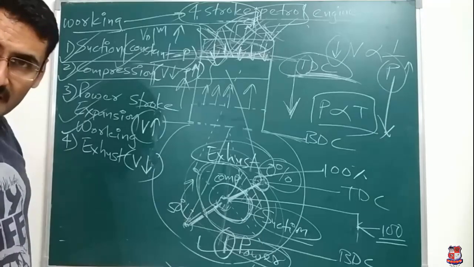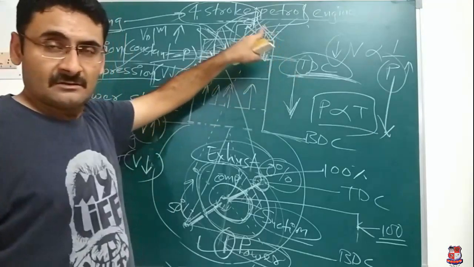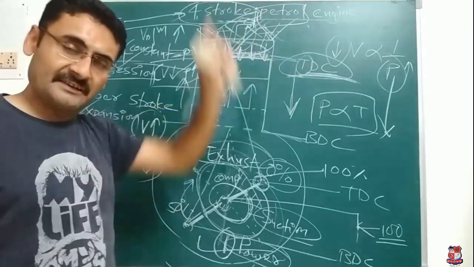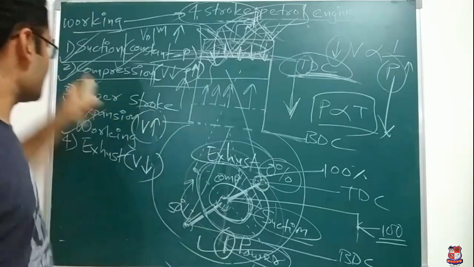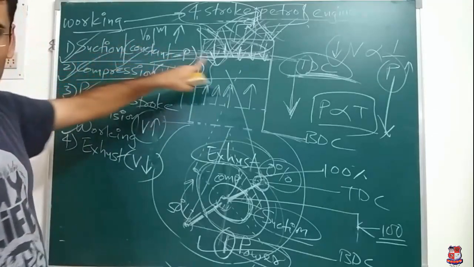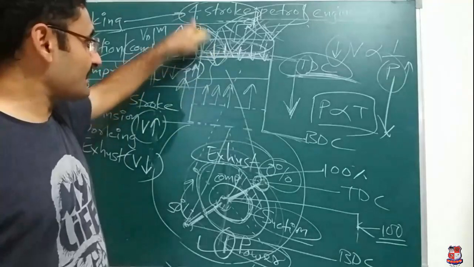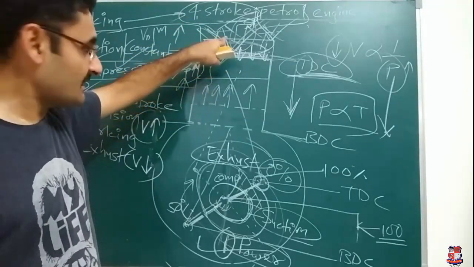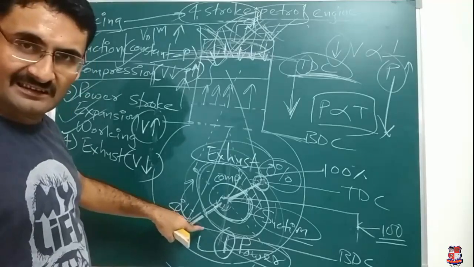So, clear about this working principle? Simply remember that in total 4 strokes are there if your engine is 4 stroke. In the 4 stroke engine, the first stroke is the suction stroke. In the suction stroke, when the piston travels from TDC to BDC, the inlet valve is open, pure air and fuel mixture will enter, and the crank will complete its half rotation. That is known as the suction stroke.